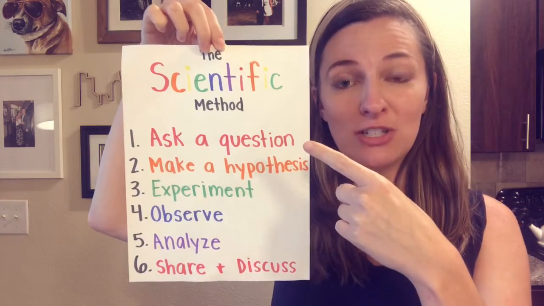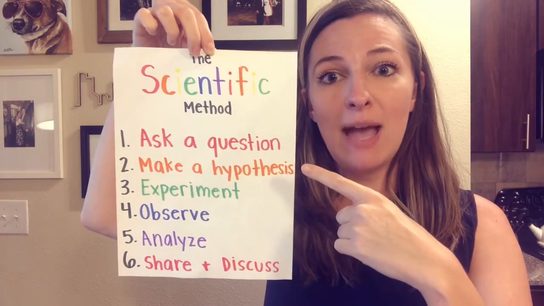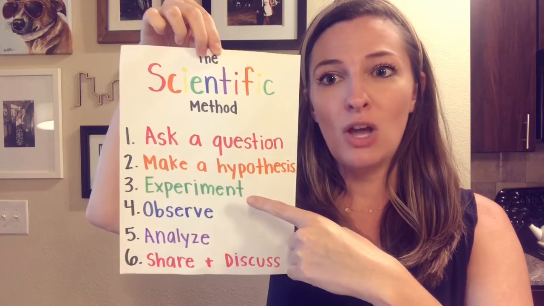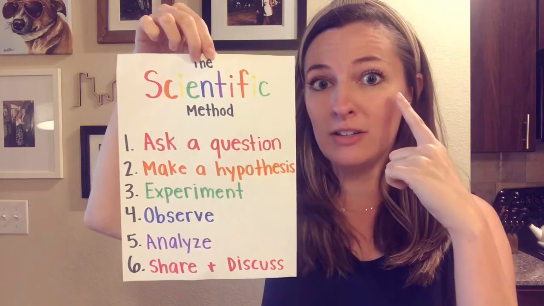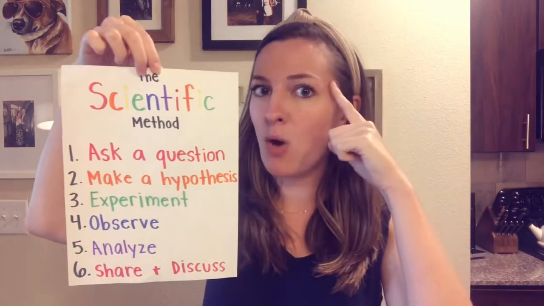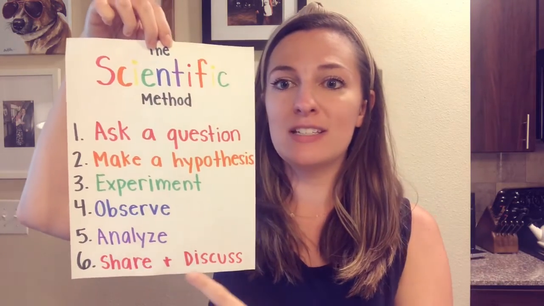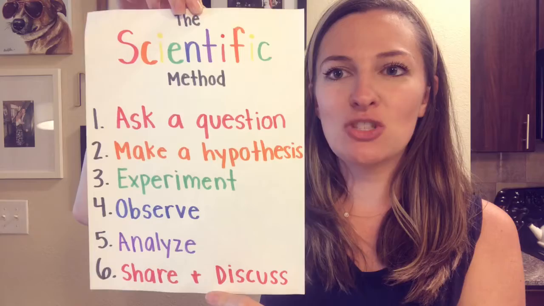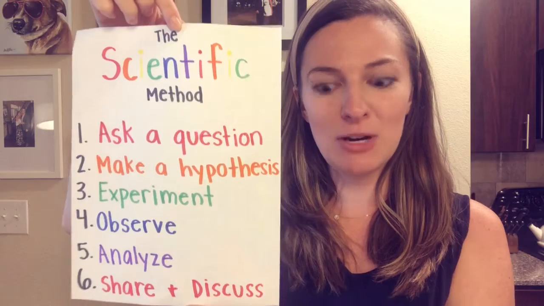Okay? So again, these are the steps in the scientific method. We ask our question, what's going to happen? We make a hypothesis, what we think is going to happen. We do our experiment. We observe, we look and see what the results are. We analyze, think about why we got those results. And then 6, we share and discuss. We talk about our experiment and what happened. These are the steps of the scientific method, and we are going to use them today with our experiment, all right?